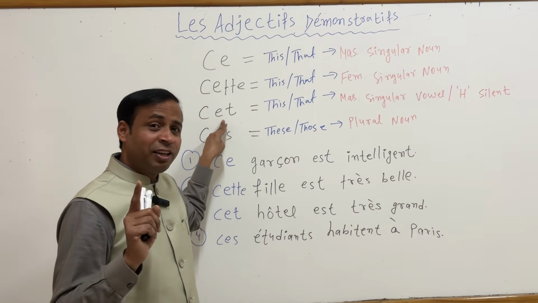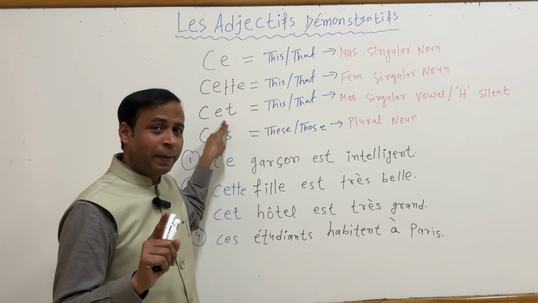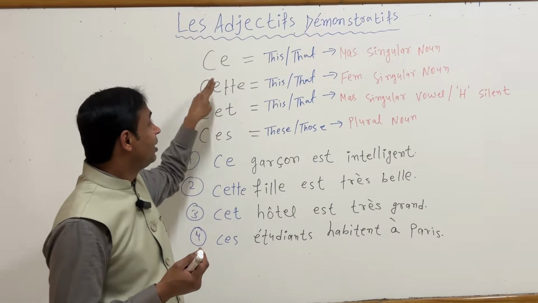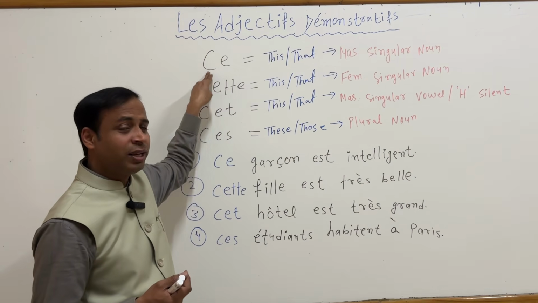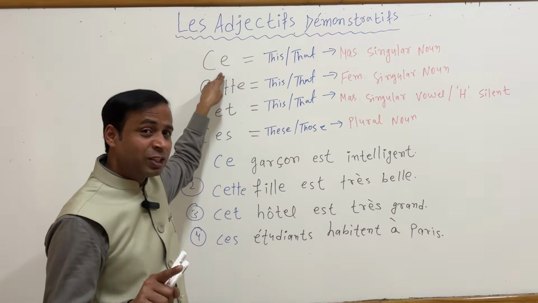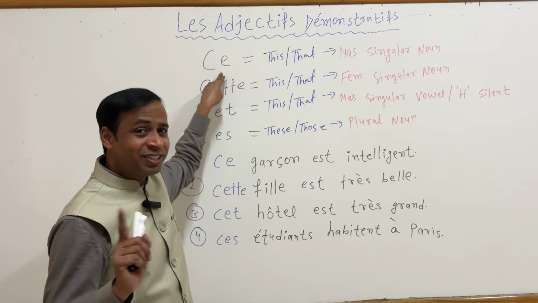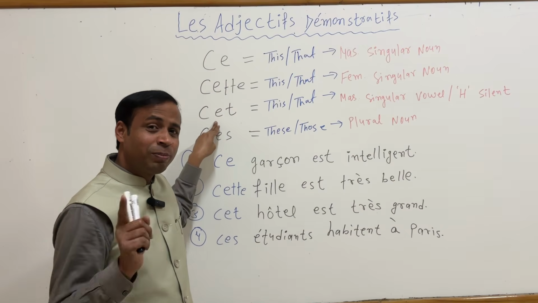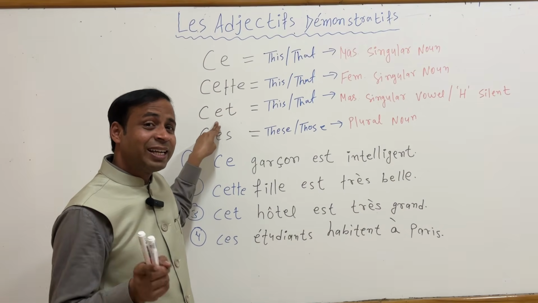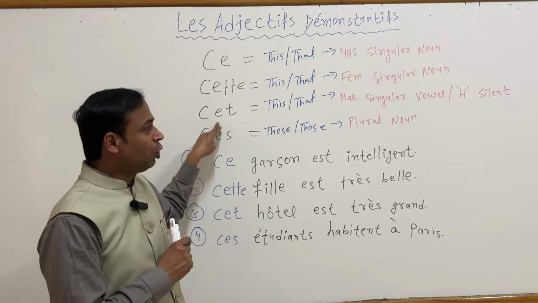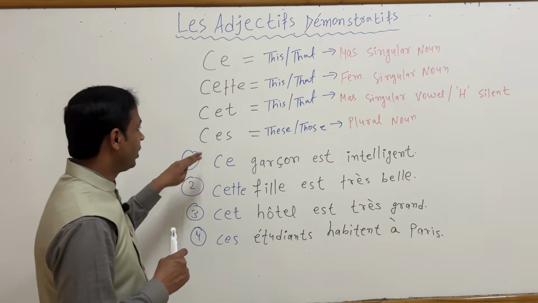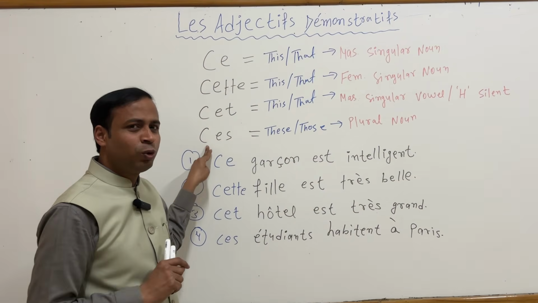But if the noun is masculine but not vowel starting, then what will you use? Then you have to use ce. Ce will be used before a masculine noun that does not start with a vowel. But cet we use before a masculine singular noun that starts with a vowel, or a noun that starts with a silent H. Ces will be used before a plural noun.